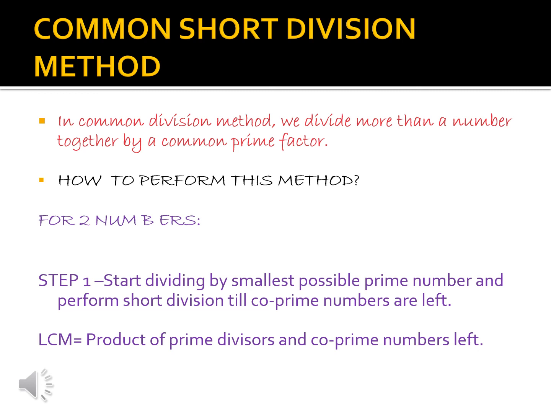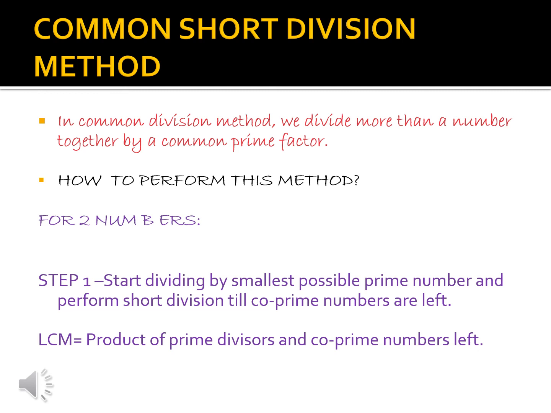For finding the LCM of two numbers, start dividing by the smallest possible prime number and perform short division till co-prime numbers are left, right? We will be solving an example, which will make it more clear to you. And the LCM will be the product of the prime divisors and the co-prime numbers left, right?